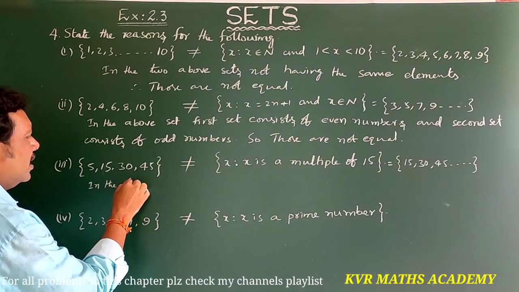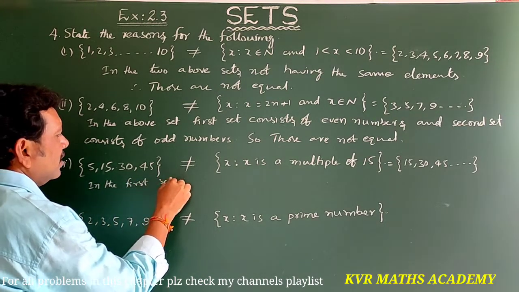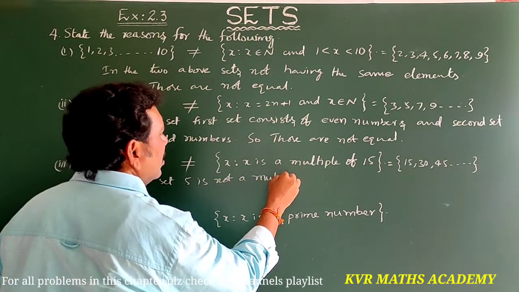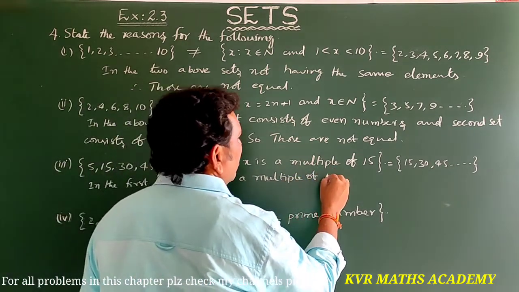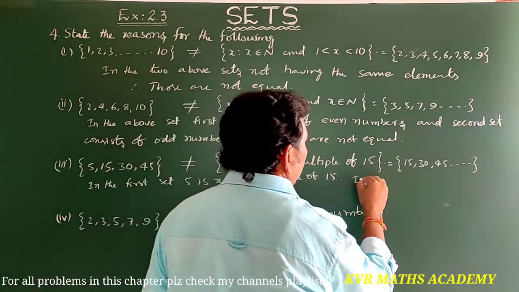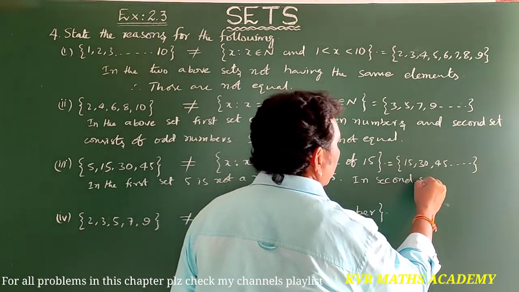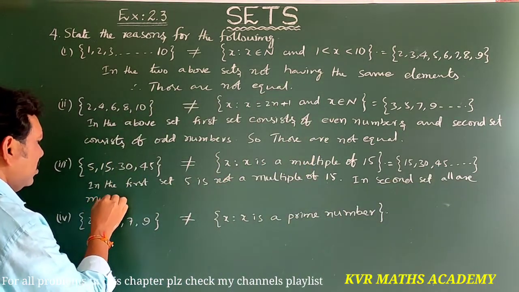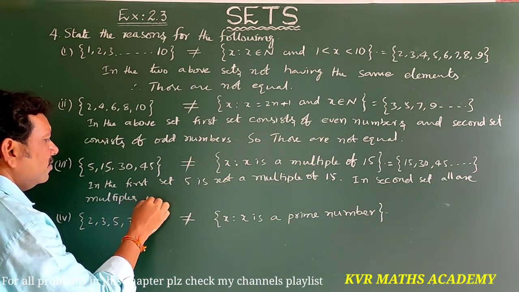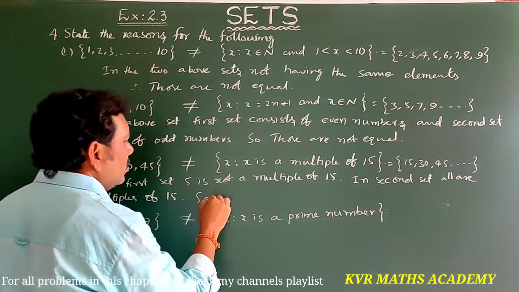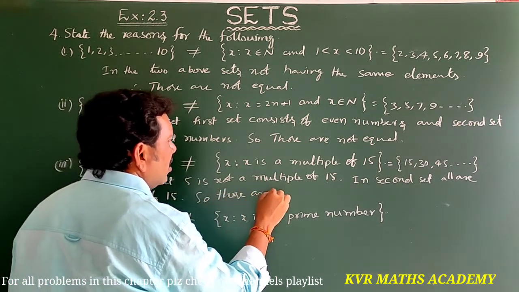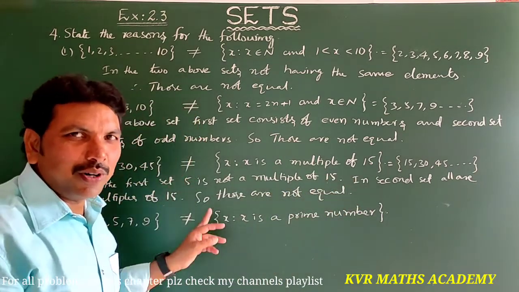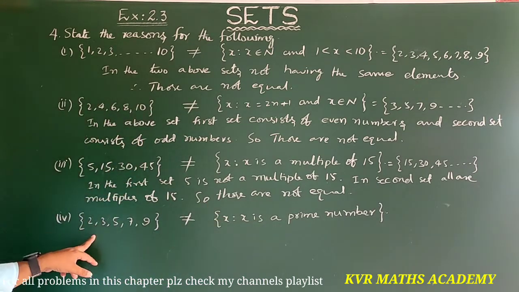In the first set, 5 is not a multiple of 15. In the second set, all are multiples of 15. So those are not equal sets. Understood clearly? Yes.